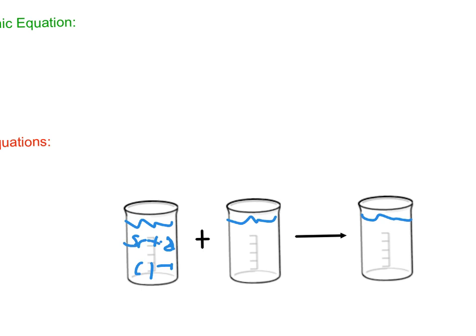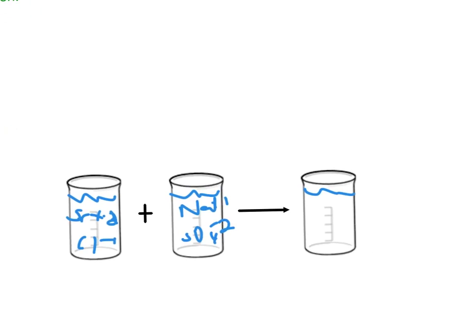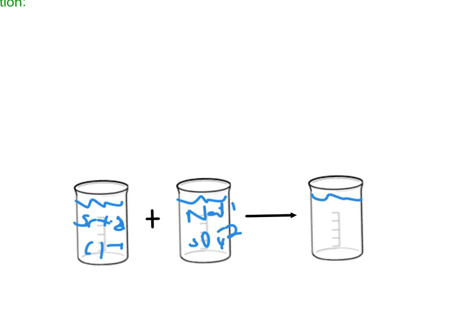Same thing with the sodium and the sulfate. That says it's aqueous, so I'd have sodium ions and sulfate ions floating around. If I mix those two beakers together, I'm going to end up with strontium sulfate. That's going to be a solid in the bottom of that beaker, that's a precipitate, but we're still going to have sodium ions and chloride ions floating around in there because they're still aqueous. So it gives you an idea of what ions are changing and which ones aren't.